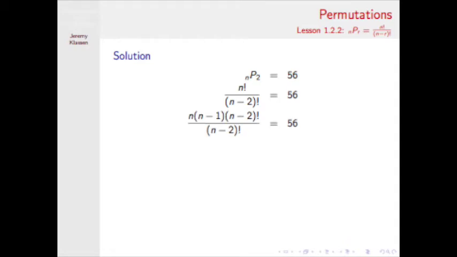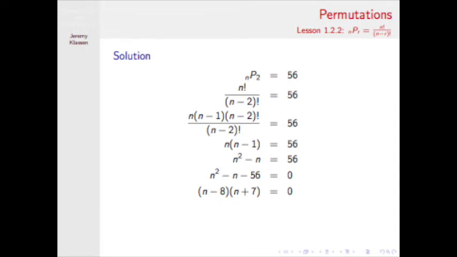Now, since n is larger than n minus 2, we'll expand n factorial until we get to the (n minus 2) factorial that's sitting inside it. We can then cancel the (n minus 2) factorial that exists in the numerator and denominator, and we're left with n times (n minus 1) is equal to 56. We can then multiply this out to get n squared minus n equals 56. And because this is a quadratic, I can bring all the terms to one side to set it equal to 0.